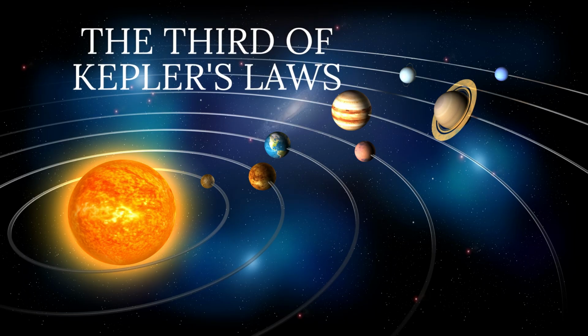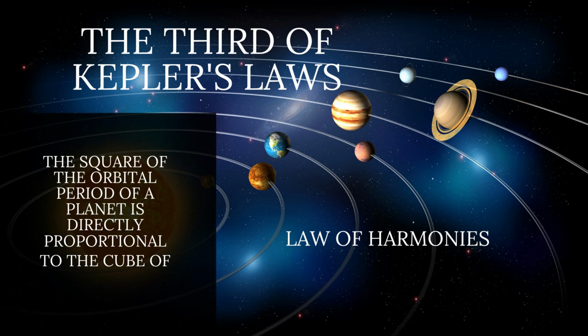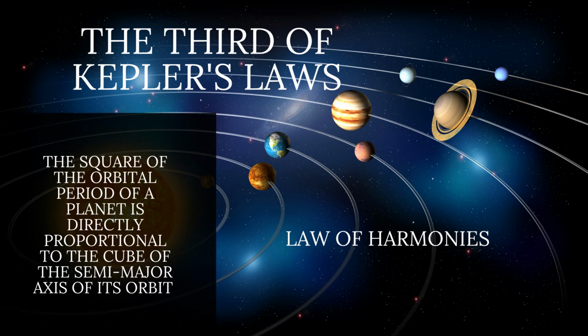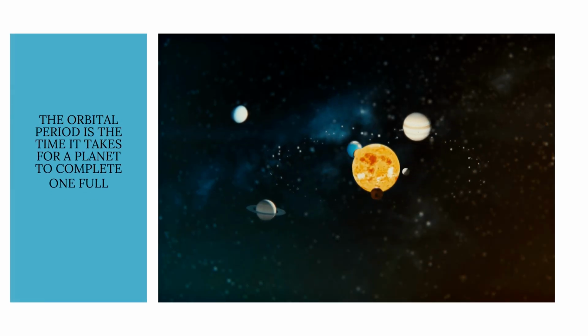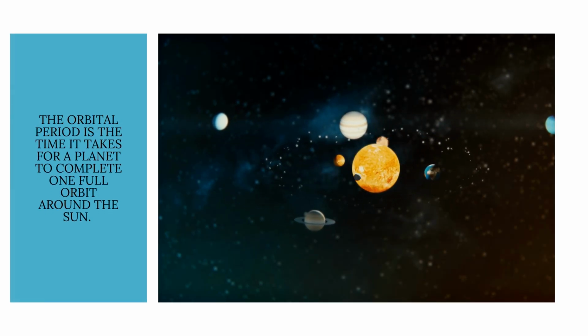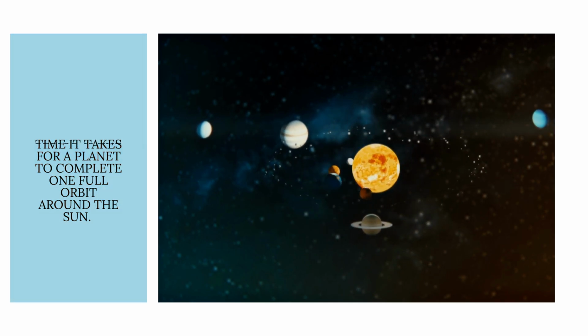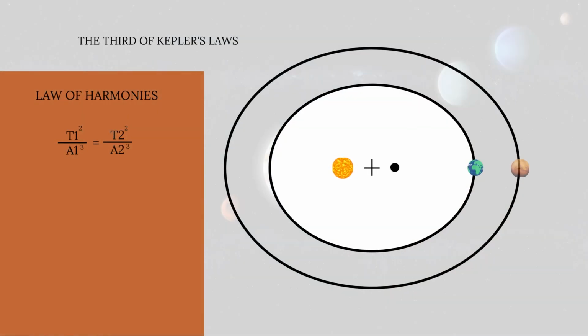The third of Kepler's laws, also known as the law of harmonies, links the orbital period and radius of orbit of a planet to the Sun. This law states that the square of the orbital period of a planet is directly proportional to the cube of the semi-major axis of its orbit. This might sound a bit complicated, so let's break it down. The orbital period is the time it takes for a planet to complete one full orbit around the Sun. The semi-major axis is essentially the average distance from the planet to the Sun over the course of one orbit.